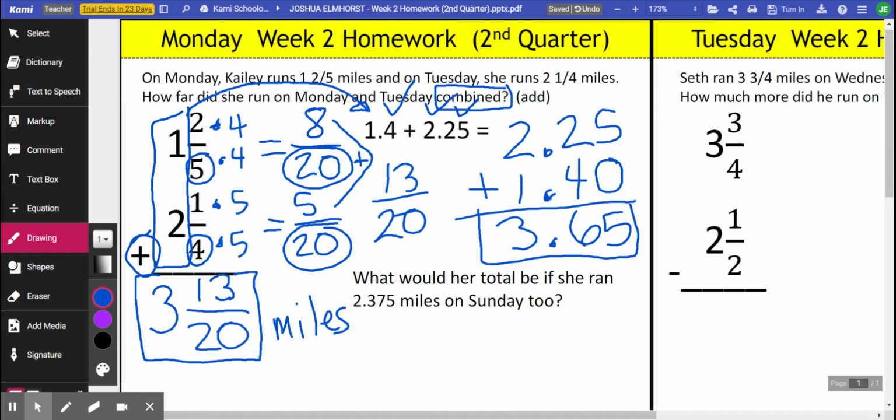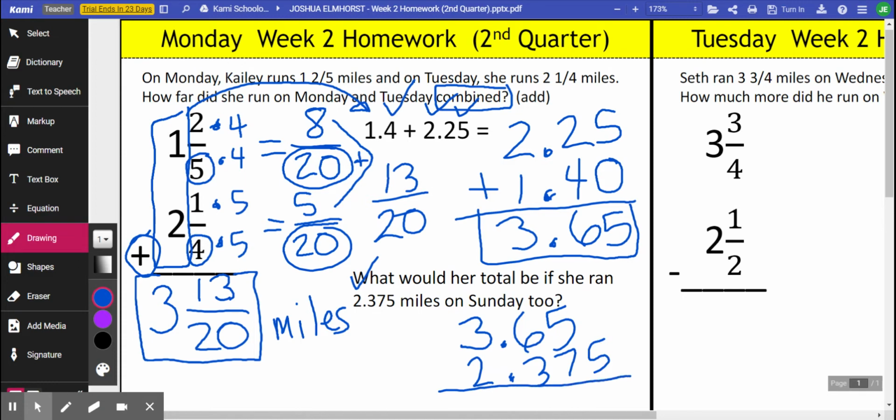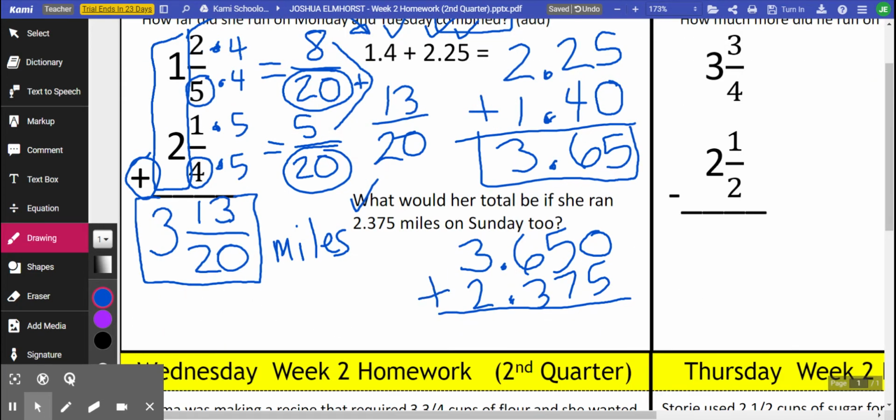And the last question, what would her total be if she ran 2 and 3.375 on Sunday too? So she ran on Monday and Tuesday, took a few days off, and then she ran some more on Sunday. So let's find our total, 3.65, and then line up your whole numbers, line up your decimal, and then we got 375. Since there is no value here in the thousands place value, we're going to put in a 0. Now let's go ahead and add up because we're looking for the total.